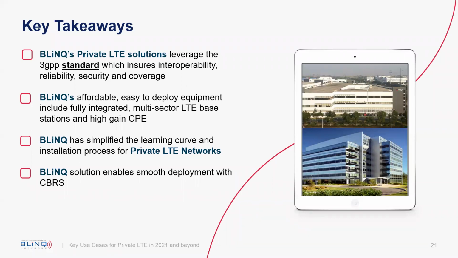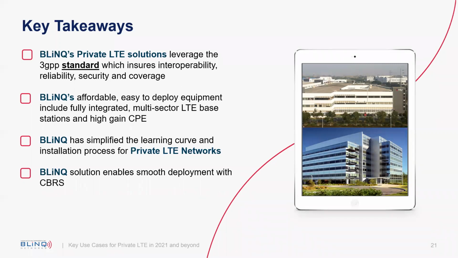And the first being that the LTE follows the 3GPP standard, so it really ensures interoperability between LTE manufacturers. And then the second and the third being reliability and security, which traditional Wi-Fi and proprietary hardware do not have. And then lastly would be coverage.